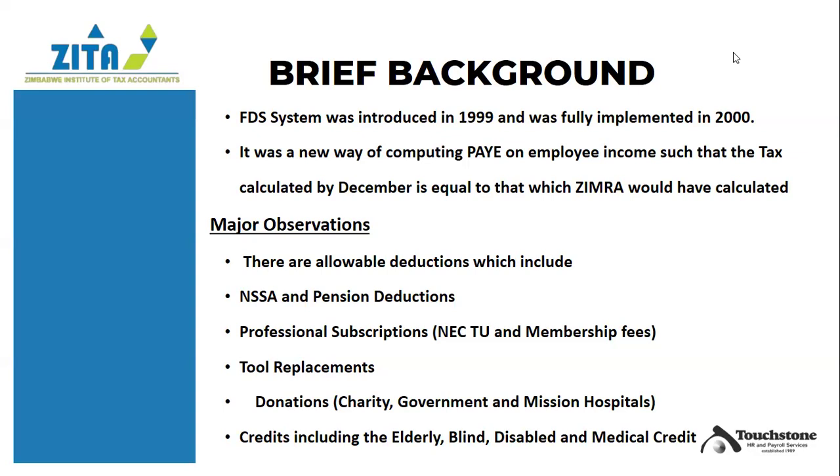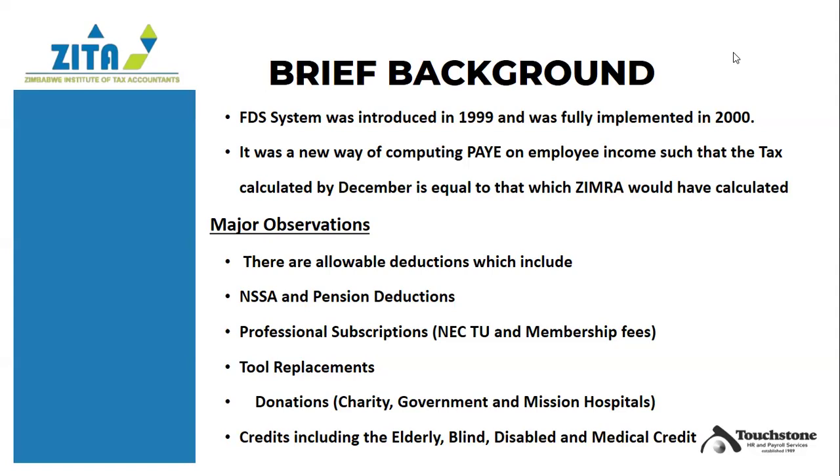But when the FDS system was introduced in 1999, it brought in a new concept. There were some major observations that I would like us to take note of so that we understand where we've come from and where we are today. Number one, there were allowable deductions taken into account under FDS, which included your NSSA, your pension deductions, professional subscriptions, tools replacements and donations to charity. This is the crux of what I wanted to discuss with you, but I'm actually going to discuss this in context with the new regulations.